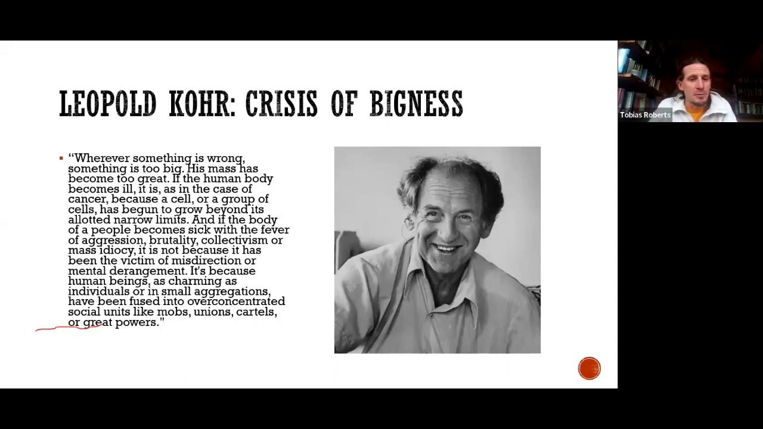If the body of a people becomes sick with the fever of aggression, brutality, collectivism, or mass idiocy, it is not because it has been the victim of misdirection or mental derangement. It's because human beings, as charming individuals or in small aggregations, have been fused into over-concentrated social units like mobs, unions, cartels, or great powers. And so Kohr, like E.F. Schumacher, had this idea that small is beautiful, and technologies, if they were going to be useful, needed to promote healthful, beautiful, and permanent living on a small scale, right?